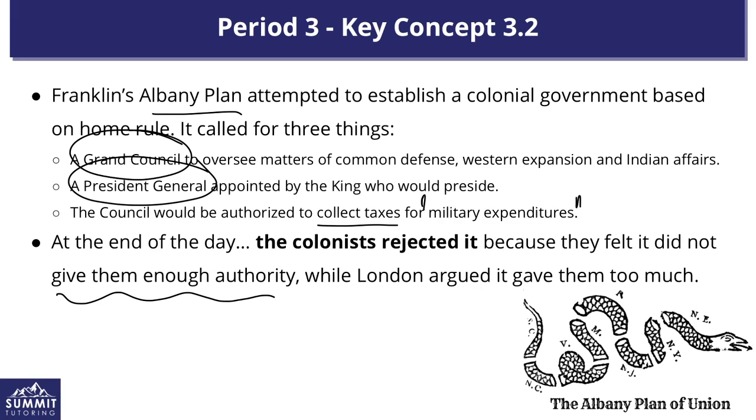And also, on the flip side of that argument, London argued that it gave the states too much. But if you look at these three things that Franklin's plan was based on, there's not much power going to the state at all. It's more power that's going to this president that's still being appointed by the king. So at the end of the day, there's still a king in place that has the ultimate say.